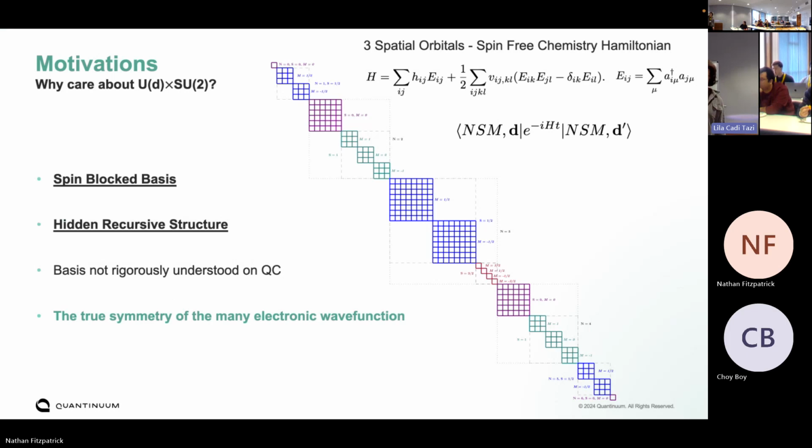Yeah, and I think it's the true symmetry of the many electronic wave function. In my opinion, the molecular electronic fermion really obeys this symmetry, not just antisymmetric symmetry.